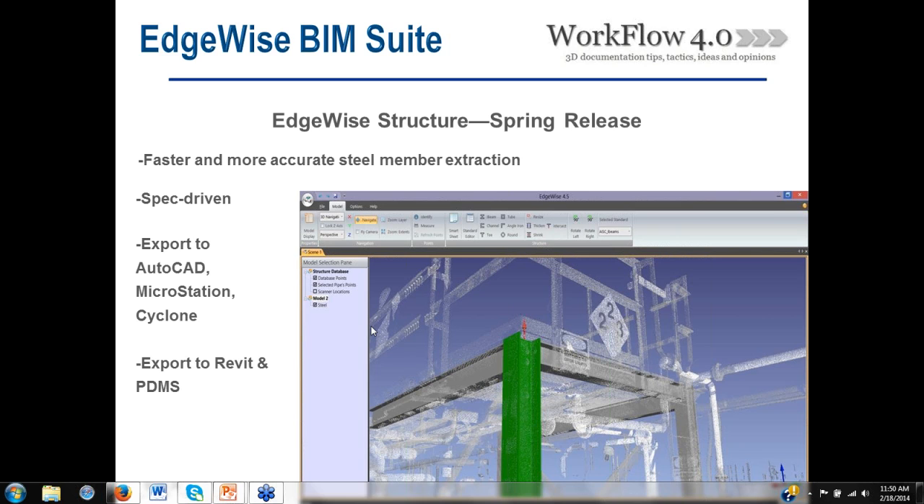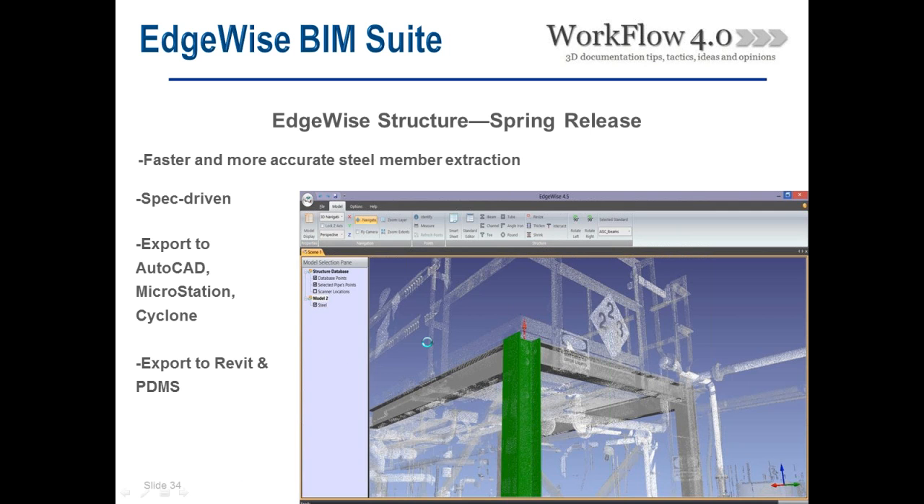We're also building this on top of the Smartsheet QA technology that has been present in earlier versions of the piping software in particular. So that's a really quick and easy way to go through and validate every single piece of steel that's extracted. Our initial exports: right now we are capable of exporting to AutoCAD, MicroStation, and Cyclone. And in the next couple of months, we're going to finish out the Revit as well as the PDMS exports, so that we can export to the same formats we can export the pipes to.